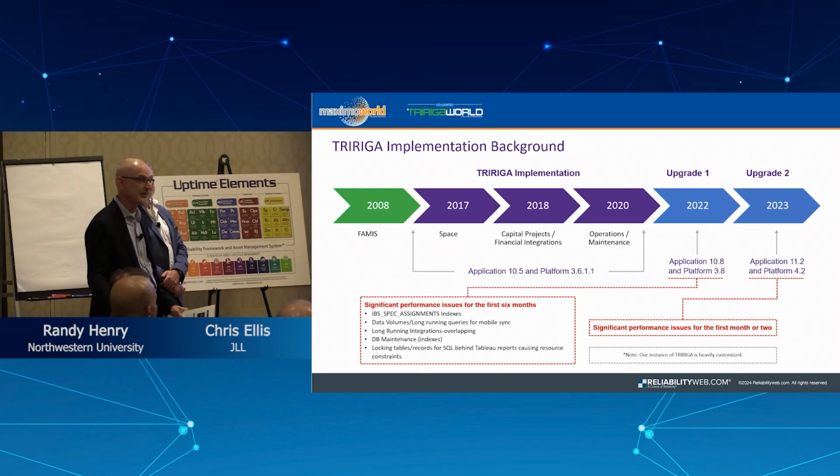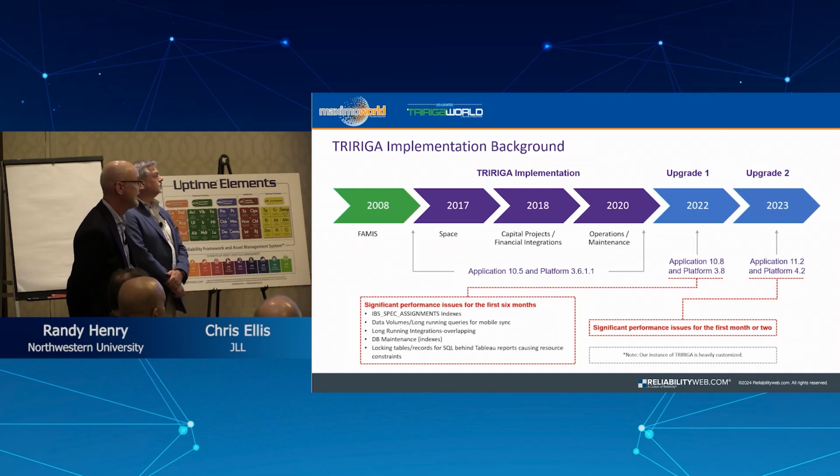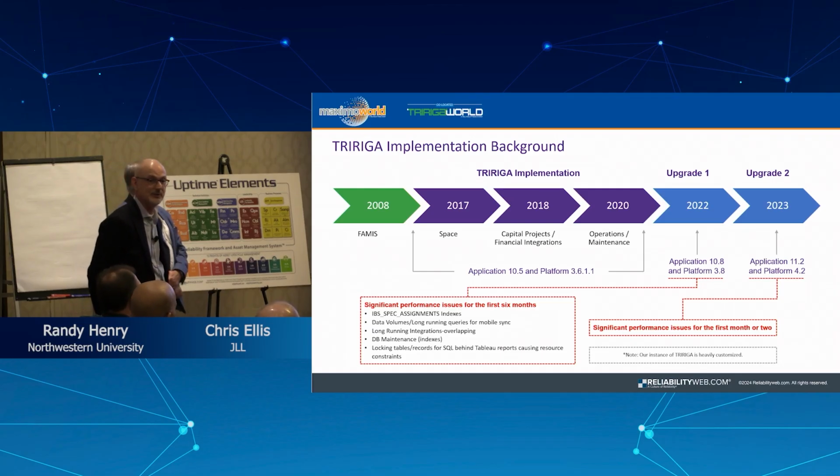We're going to build slowly, and we did. So in 2017, we implemented Space First, and as you can see, we started on application 10.5, and the platform was 3.6. In 2018, we implemented capital projects, and then in 2020, we brought up operations and maintenance. We did our first upgrade in 2022, and you can see with the application and platform we moved to, we ran into some huge performance issues. The first 6 months were hellish.